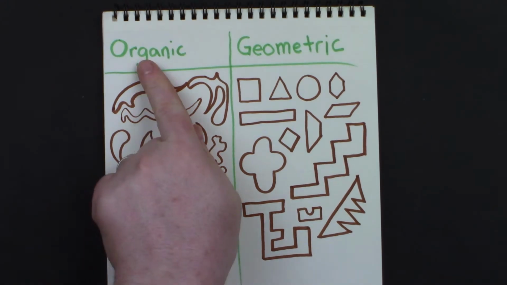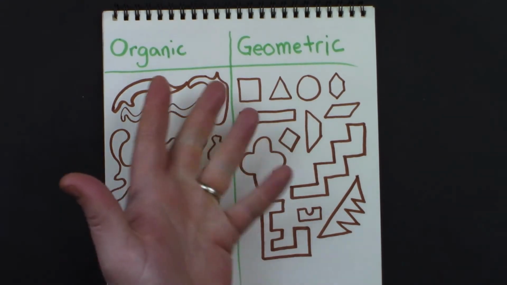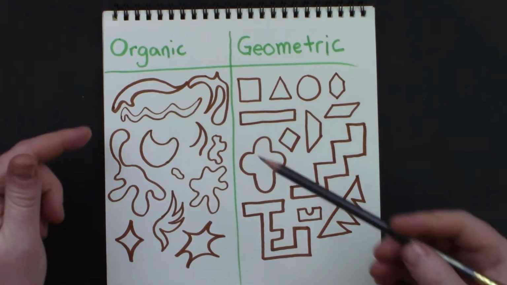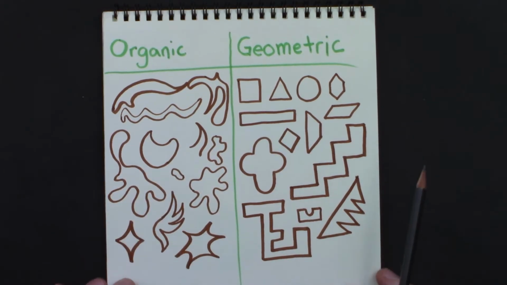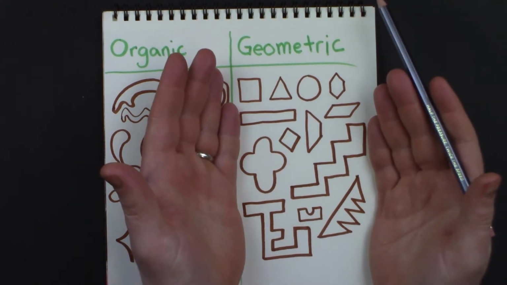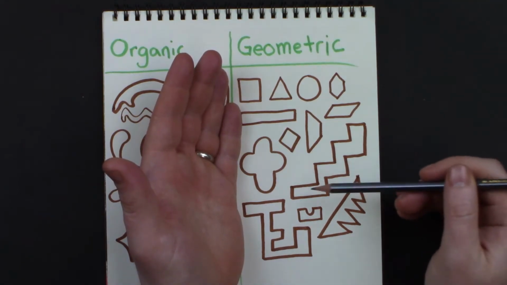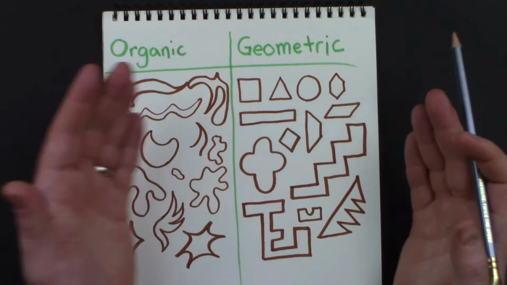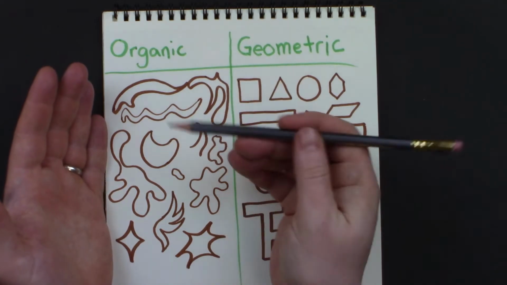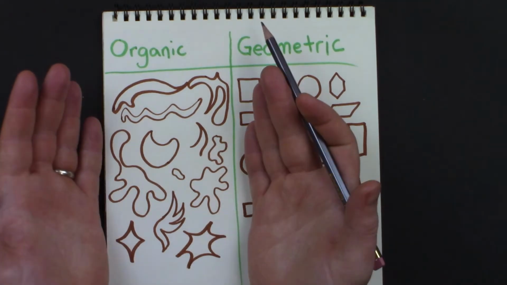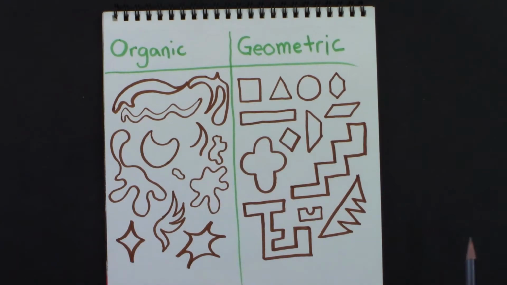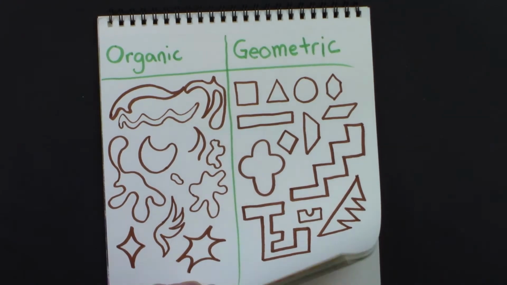So you might be wondering, what are organic and geometric shapes? What do those words even mean? Well, I've got some examples here. Geometric shapes usually look like they're more man-made. Organic shapes usually look like they're more from nature. Well, grab a pencil or a marker or a crayon or something and follow along with me. Let me show you what I mean.